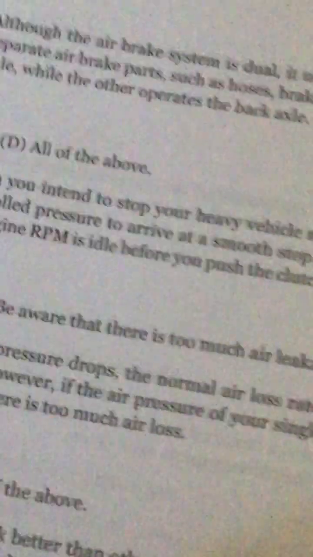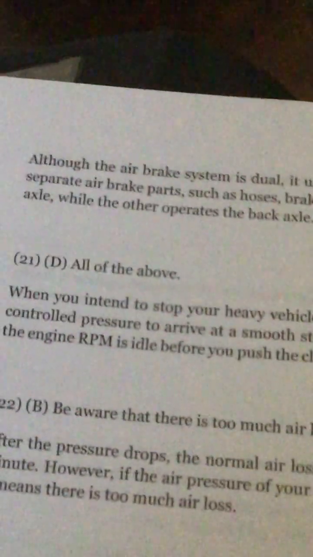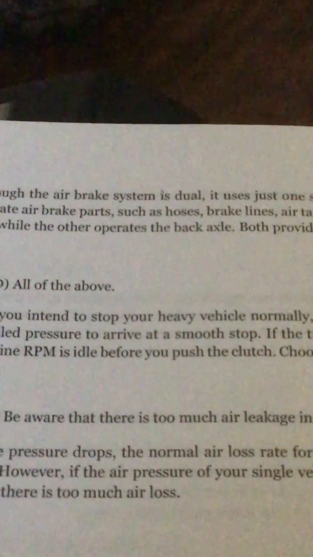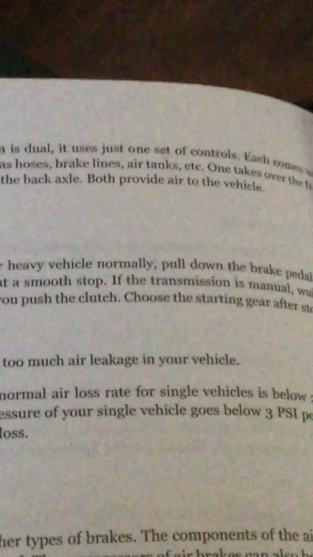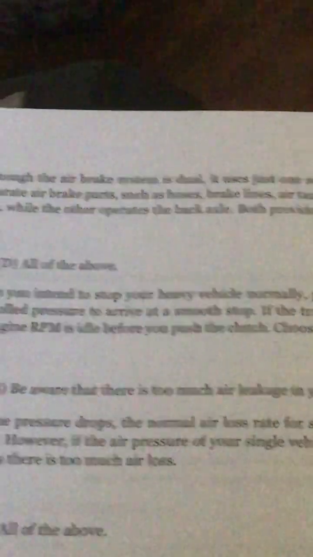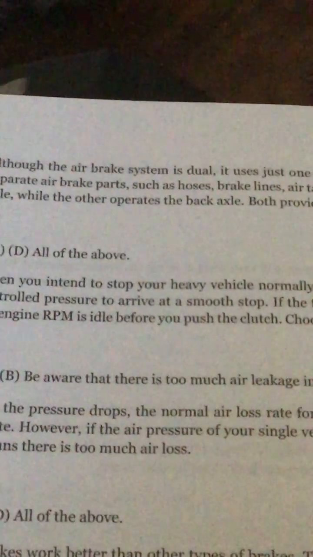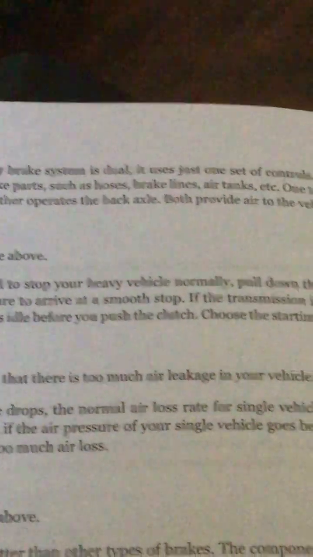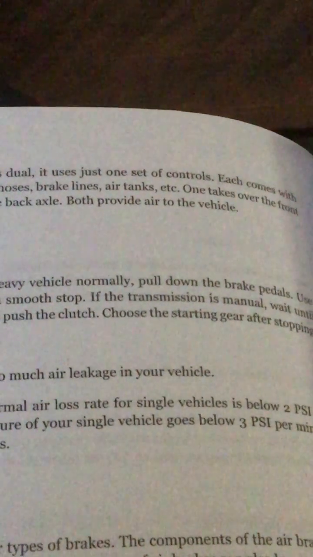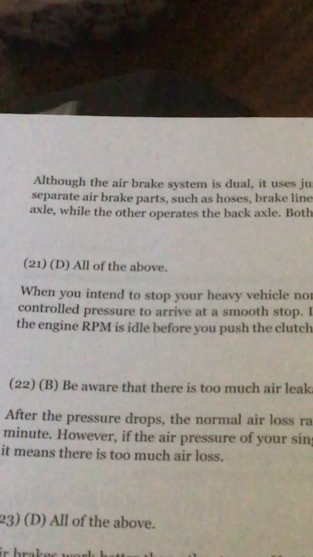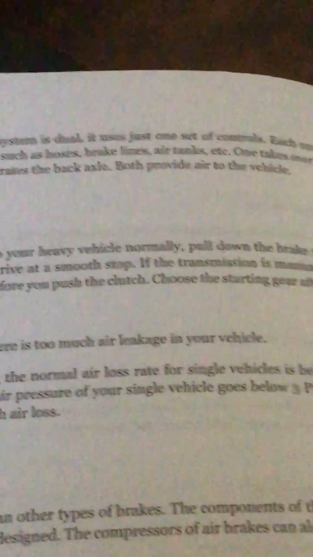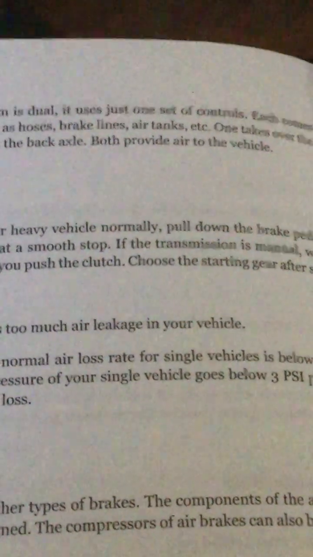The answer is A. 1. Although the air brake system is dual, it uses just one set of controls. Each comes with separate air brake parts such as hoses, brake lines, air tanks, etc. One takes over the front axle while the other operates the back axle. Both provide air to the vehicle.